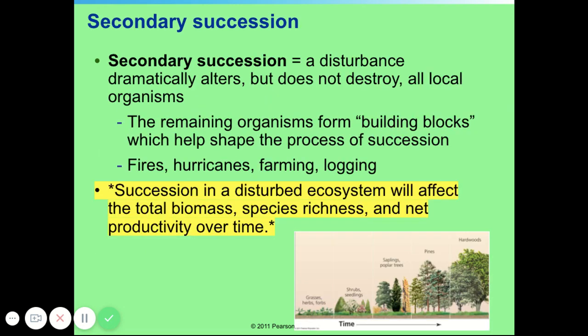It's when there's disturbance, but not all living organisms are destroyed. So this could be if there's a fire or if the forest had been logged and certain trees had been removed. Add this to your notes, the yellow highlighted item. Succession in a disturbed ecosystem will affect the total biomass, species richness, and net productivity over time.